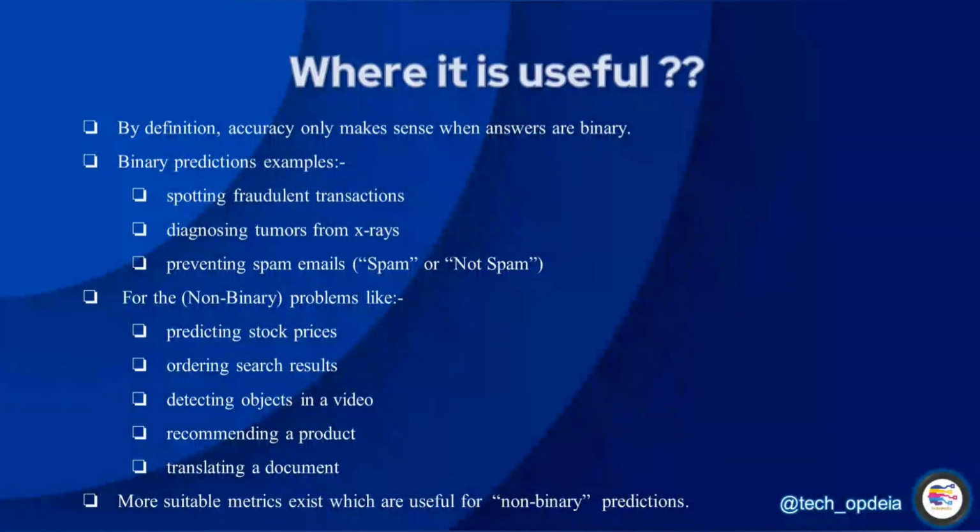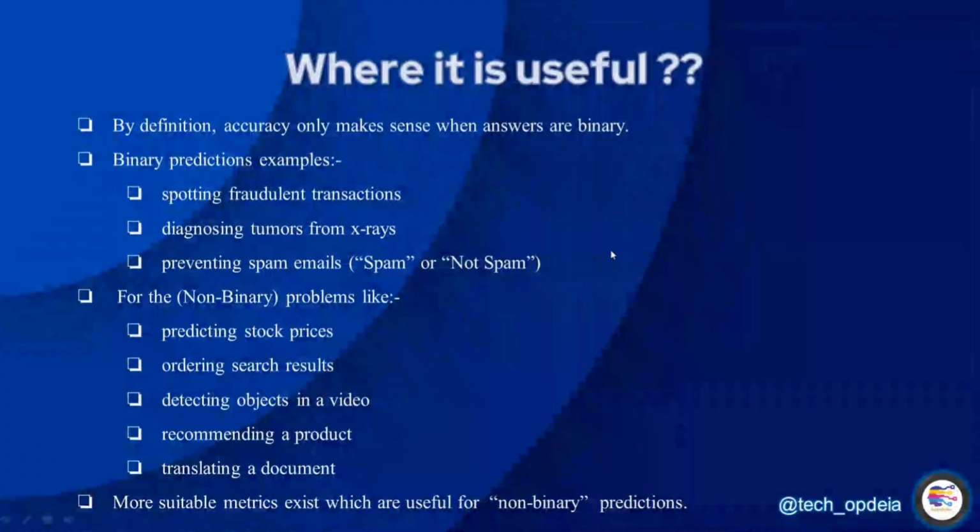Where is it useful? Accuracy only makes sense when answers are binary. For example, a fraudulent transaction, which will classify our prediction into fraud or not fraud. Both can be possible in one transaction. Other examples are diagnosing tumors, and preventing spam mails by classifying them into spam or not spam.